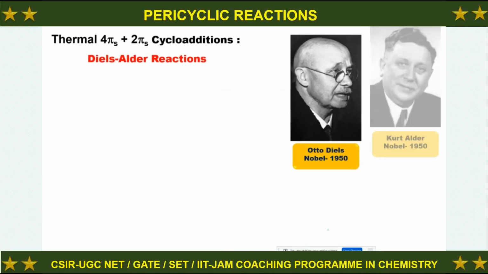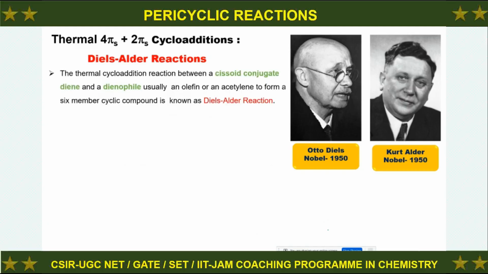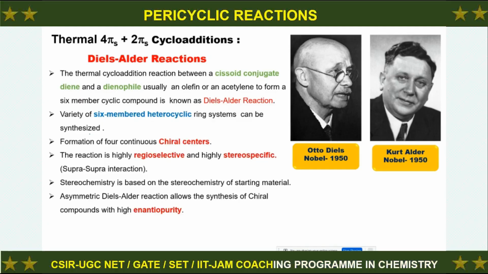Okay, now move to the 4+2 cycloadditions. It's the well known Diels-Alder reaction. So many times you get to know that there's Diels-Alder. Okay, these are the persons Diels and Alder. They got the Nobel Prize for this mechanism and discovery in 1950. Okay. The thermal cycloaddition reaction between a cisoid conjugated diene and a dienophile, using an olefin or acetylene usually, to form a 6-membered cyclic compound is known as the Diels-Alder reaction. So 6-membered heterocyclic rings also can be synthesized from this one.